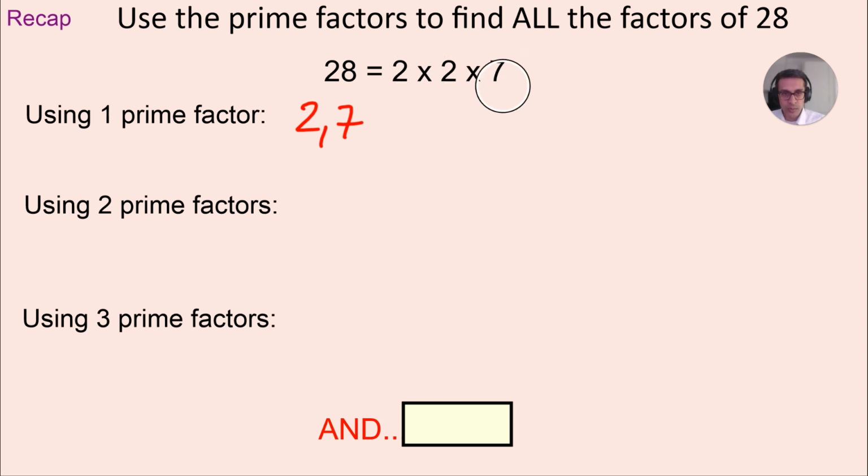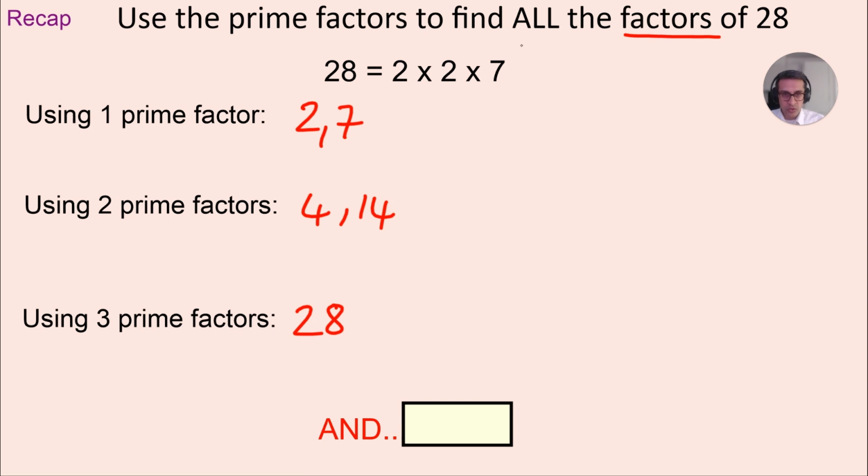Now I'm going to use 2 numbers at a time. So I could do 2 times 7, but I could also do 2 times 2. So 2 times 2 is 4. 2 times 7 is 14. So I've used 2 numbers in that case. And then I could use all 3 numbers, which is 2 times 2 times 7. That's going to give me 28. So here are all the factors.